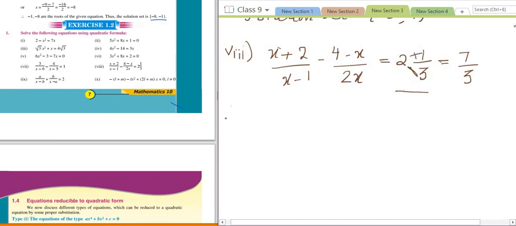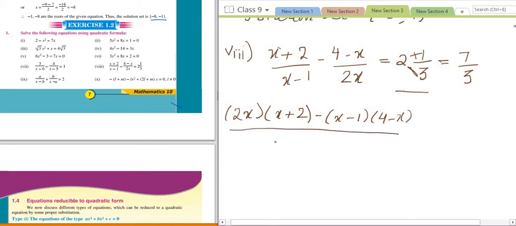Okay, just take LCM here. 2x, x plus 2 minus x minus 1, 4 minus x, x minus 1, 2x equals to 7 by 3.